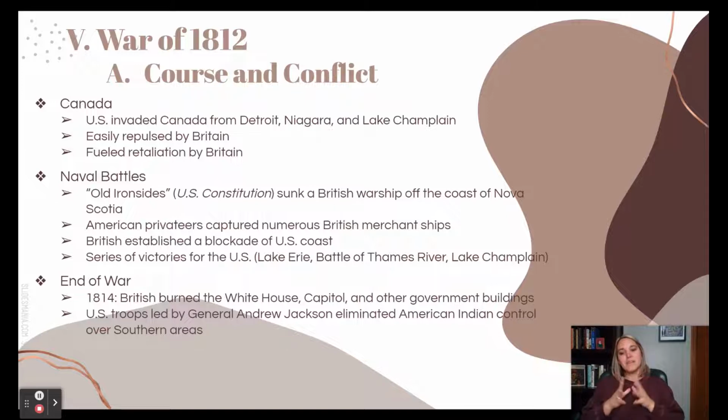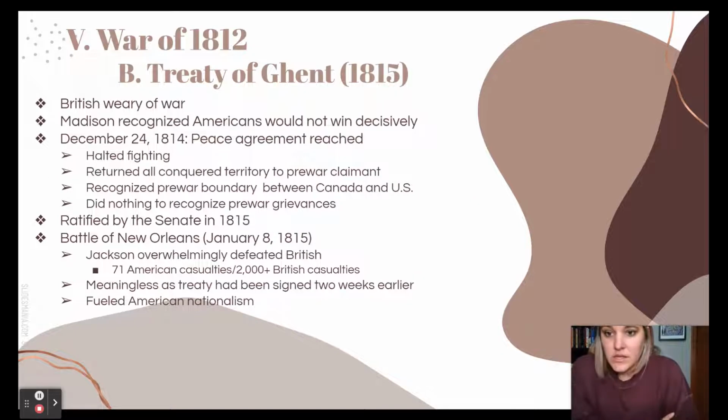But anyways, near the end of the war, the British will actually burn down the White House and Capitol buildings, and the U.S. troops led by General Andrew Jackson are going to war against American Indians in the West and are going to be very ruthless in eliminating their control over some southern areas. So by the end of 1814, Britain is weary of war, and Madison recognizes that Americans will not win decisively.